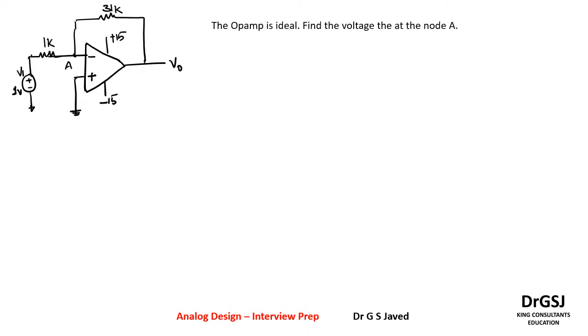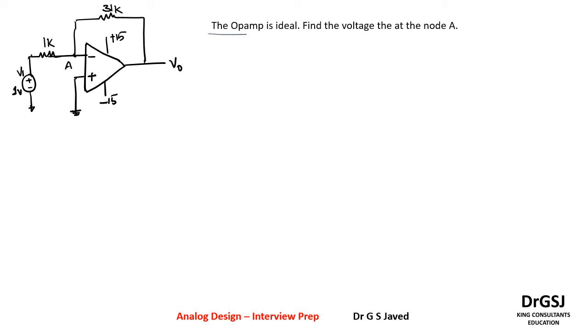Hello, welcome to a new problem. Now we have an op amp with a resistor in its feedback combination. But the question is, find the voltage at the node A assuming that the op amp is ideal. Now let us find out what is so unique about this problem.